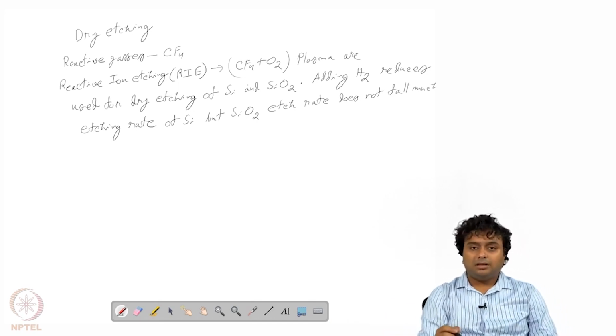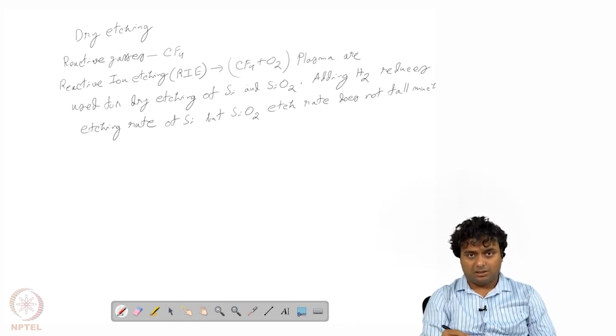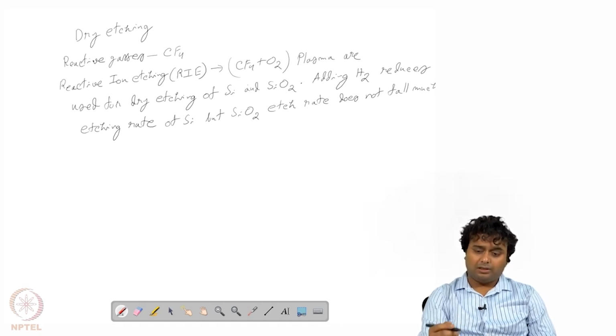So, if we need different etching rates for silicon and SiO2, let us say our sample has both silicon and SiO2, and for some device application we need the SiO2 to be etched while we do not want the silicon to be etched, we can add hydrogen to this mixture. Then the silicon etching rate will be reduced by a substantial amount, whereas the SiO2 etching rate will not be reduced much. So SiO2 will get etched while silicon will not get etched by any significant amount.